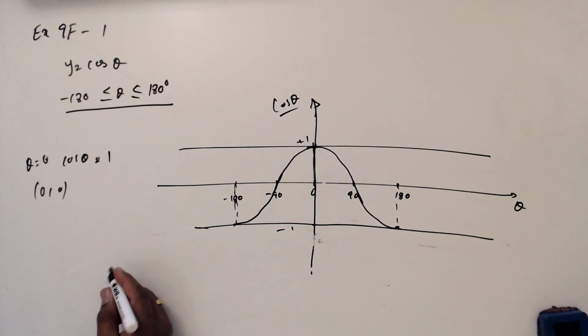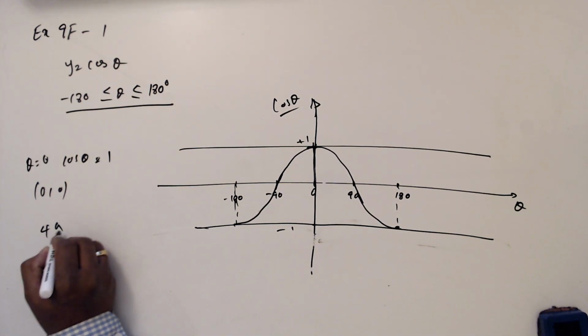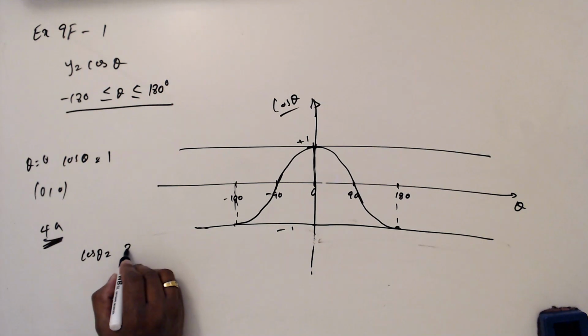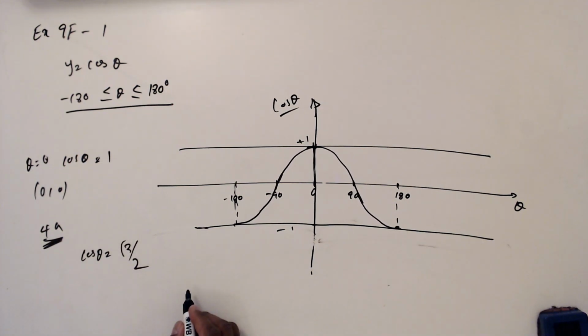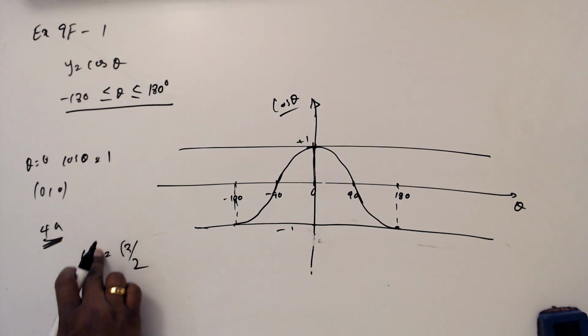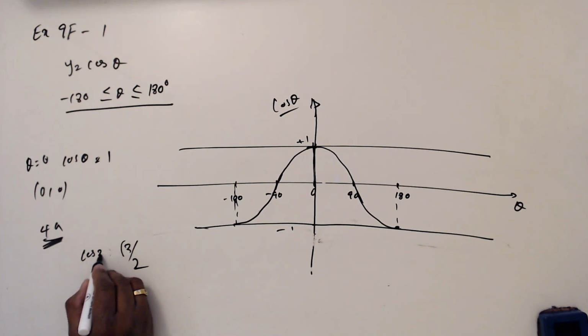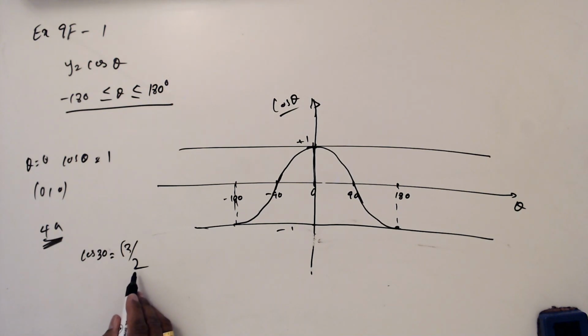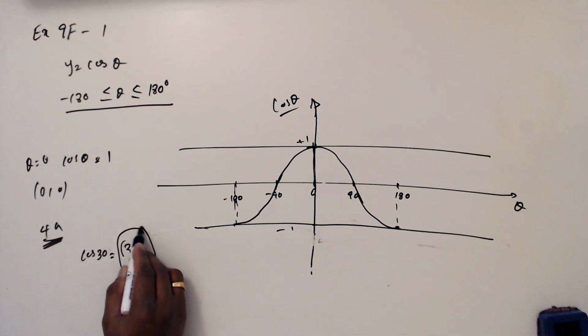At the same time, I am going to use this to discuss question number 4a. In this question 4a, they say cos theta equals square root 3 over 2. Actually, it says this theta equals 30, since cos 30 is square root 3 over 2. Now you want to find another angle which also gives square root 3 over 2.